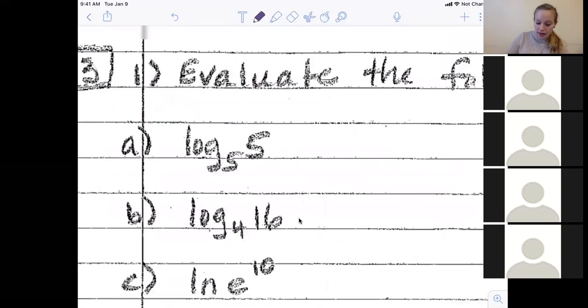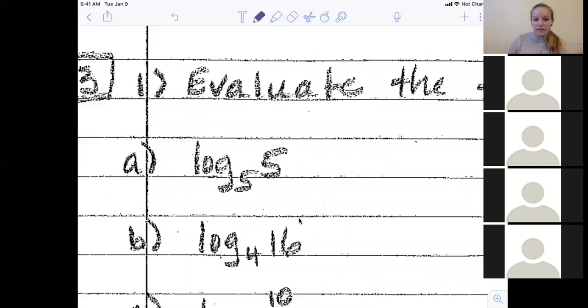So if I start at letter A, I've got log base 5 of 5. In order to do a log roll, I need something on the other side of the equal sign. So I've got log base 5 of 5 equals x. When I log roll, I go from 5 through to x and then back to 5. So I'm able to rewrite this as 5 raised to the x equals 5.